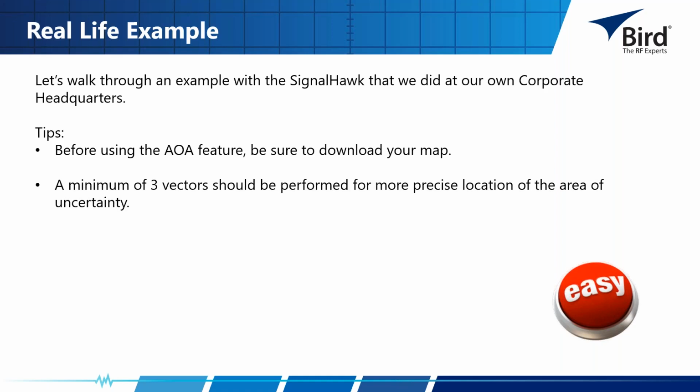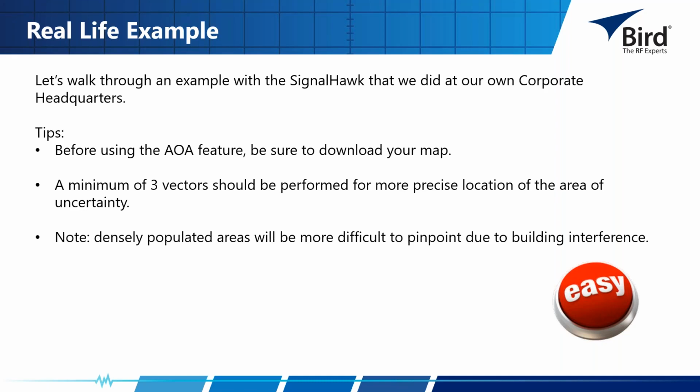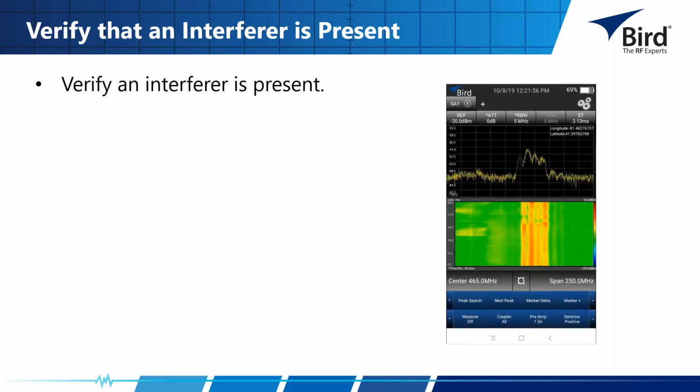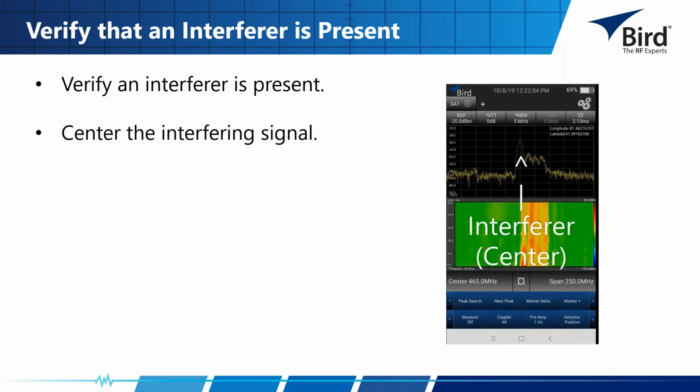Note that you need a minimum of 3 vectors for a more precise location of the area of uncertainty. Densely populated areas will be more difficult to pinpoint due to building interference. And the result of triangulation is to help narrow down the target area. So verify an interferer is present, and then center the interfering signal.